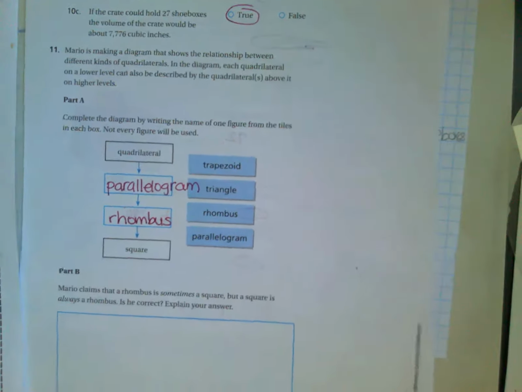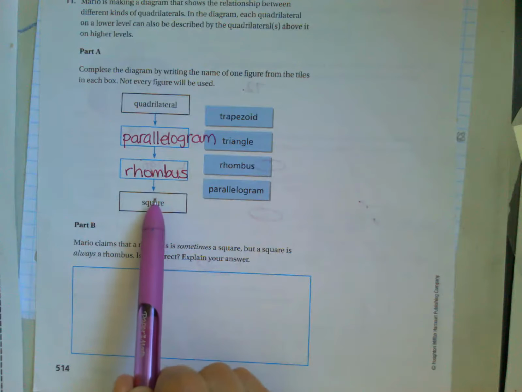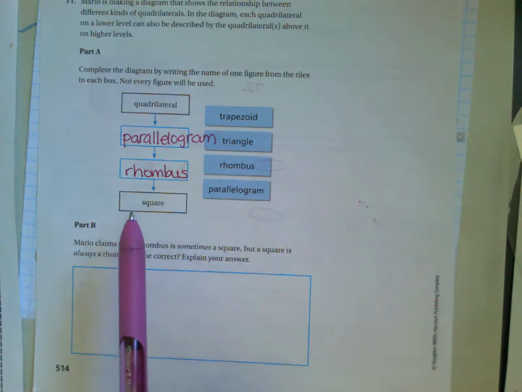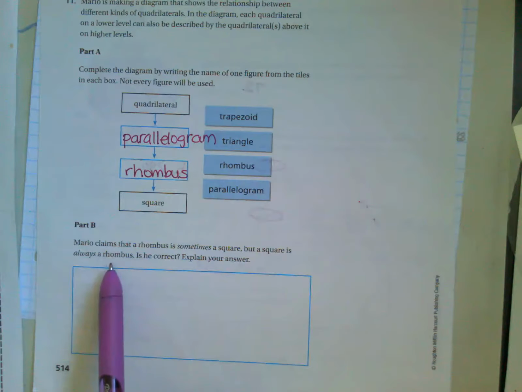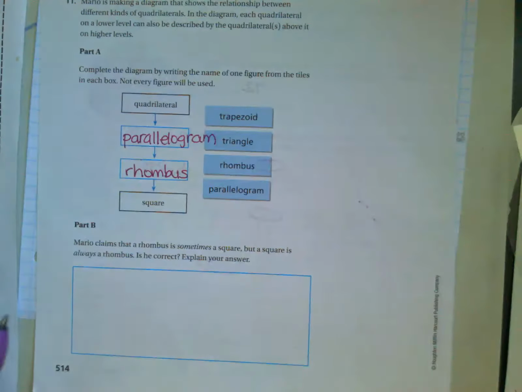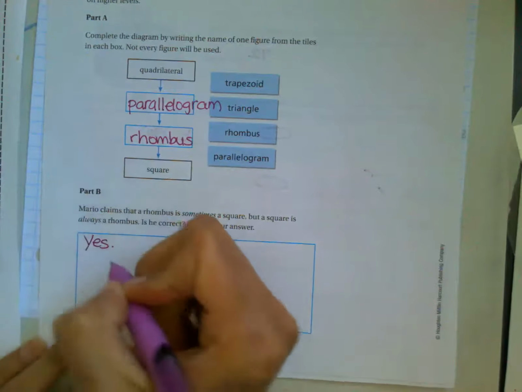And now the explanation. Mario claims that a rhombus is sometimes a square. Well, a rhombus can't be a square because it doesn't have right angles or perpendicular sides. But a square is always a rhombus. Is he correct? Well, a square is always a rhombus because it has four congruent sides, but a rhombus can't be considered a square. So let's put that in a nice explanation. Is he correct? I guess he's yes, because a square is always a rhombus. So if we only do yes or no, we're going to say yes.